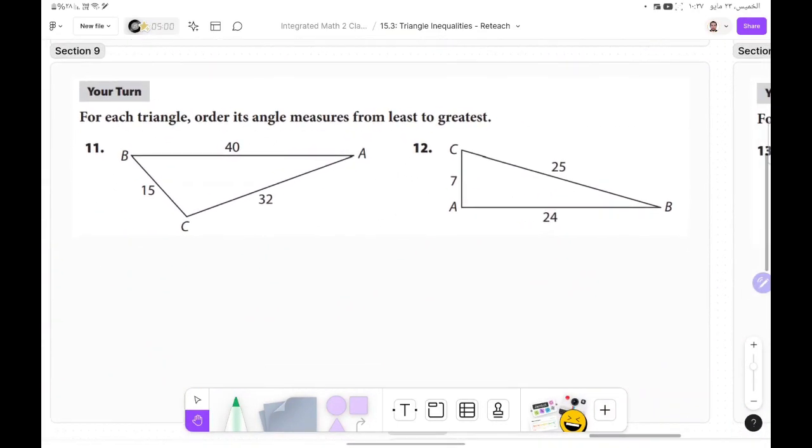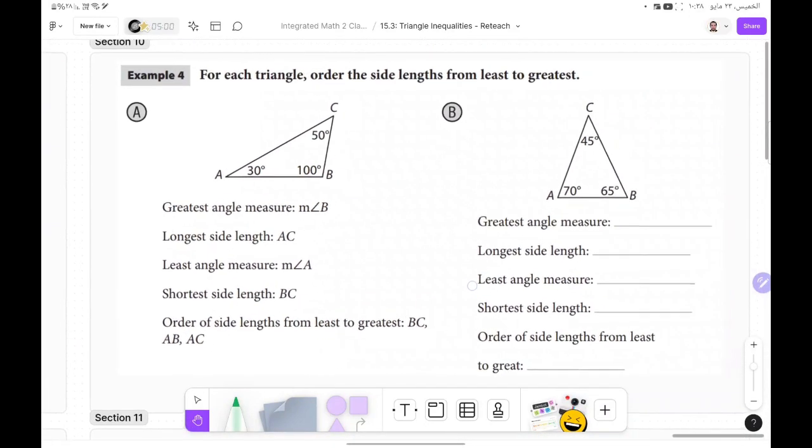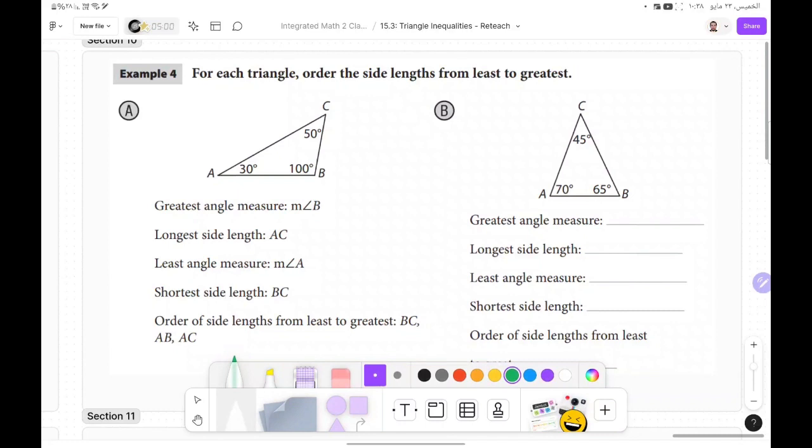Now it's your turn. Try to solve these two questions by yourself. Then let's have a look at when we have angles and we need to order the sides. Same thing as we understand from the converse. Looking at this question, what is the greatest angle? The greatest angle is B. Which one is the opposite side? AC. So the greatest angle is the measurement of B, and the longest side is AC.